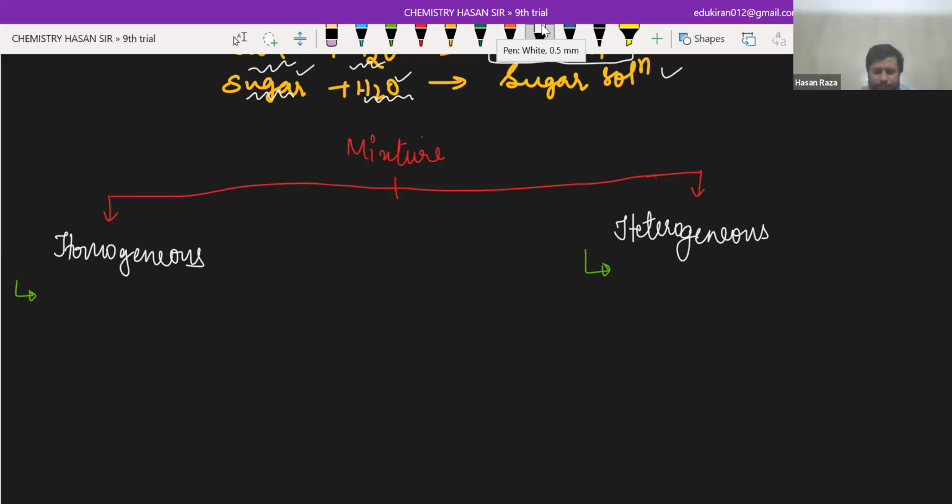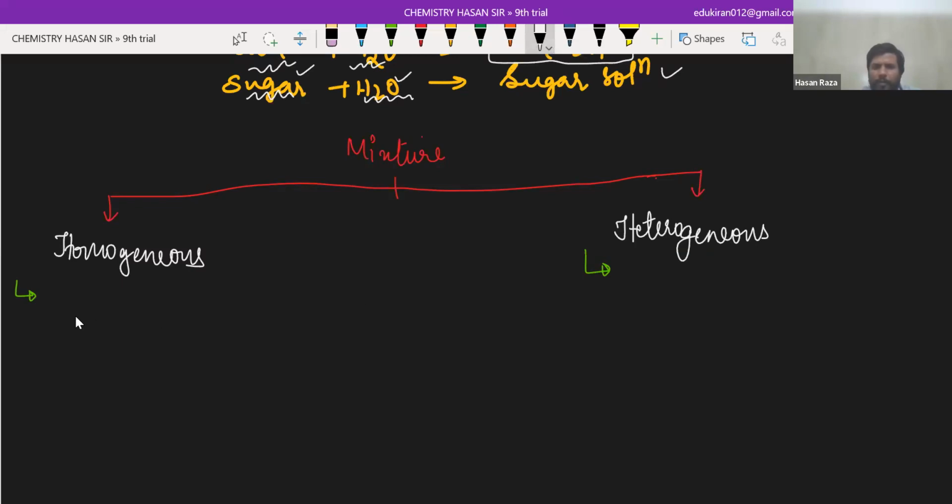For example, when you mix salt with water, the salt dissolves in the water, so it becomes a uniform solution. Whereas for heterogeneous, sand and water, the sand will sink in water.